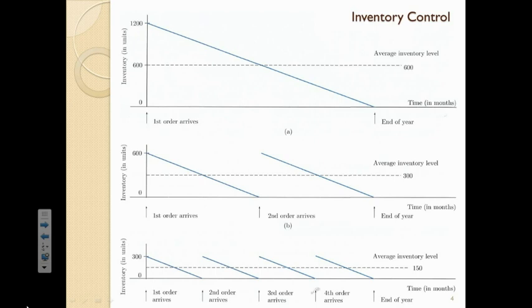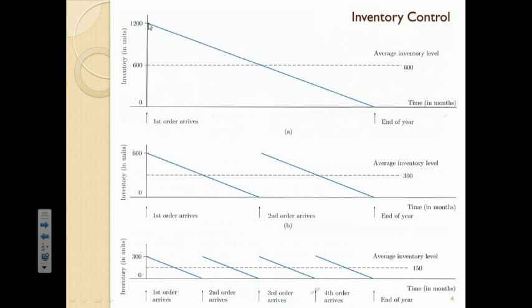Now, here are 3 different graphs. We're going to focus just on the top one right now, the inventory in units if we order 1 time per year. Question A asks us to calculate this based on 1 order per year. We're going to order 1,200 books, so our inventory is going to be up at 1,200.